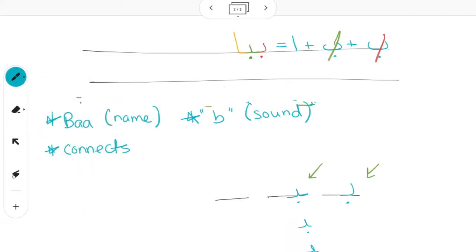Okay, so now let's look at ba in final position, which means when it's at the end of a word, right, or when it's connected to something before, not after. And when it's in final position, you have a connecting line, and then it takes what we call its full form. And letters usually take their full form when they're in final position, when they're connected at the end.